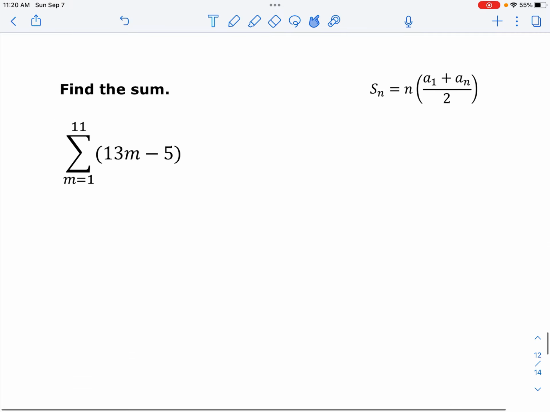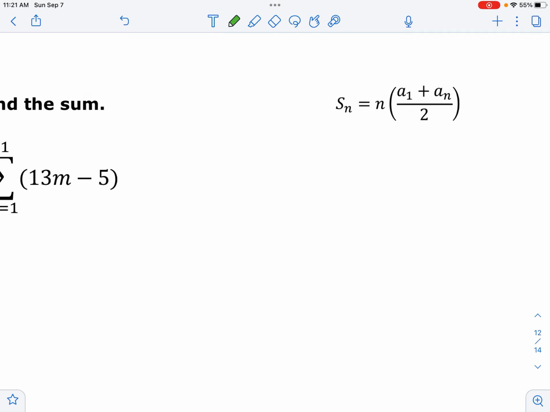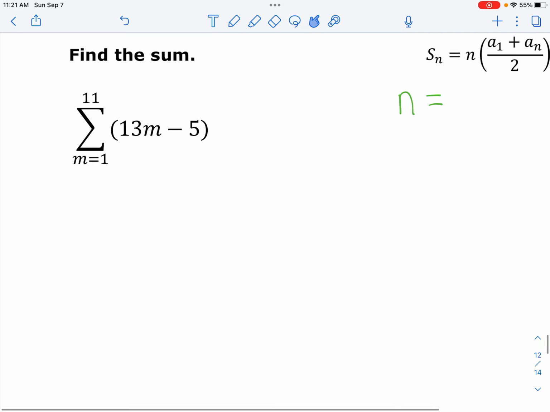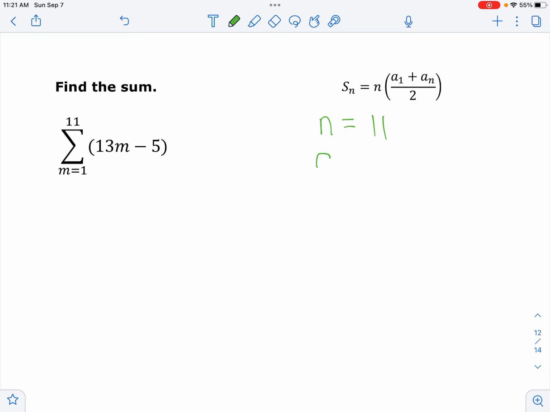So sometimes it's a little bit more tricky. And notice, you got this. So this time, instead of writing out all 11 terms, we're going to try to use this formula. Okay, so what do we know? We know our term number. In this case, it goes 1 through 11. So our term number is 11. There's 11 terms. I also know I can figure out the first term. I don't know it yet. I also would need a sub 11. So I need to know these two.